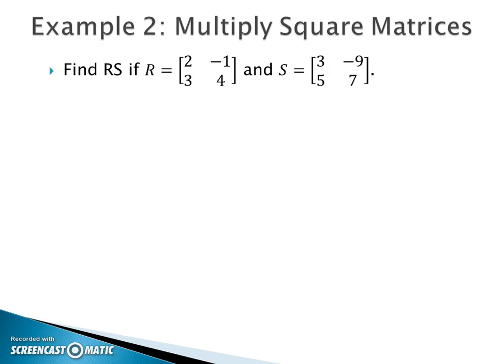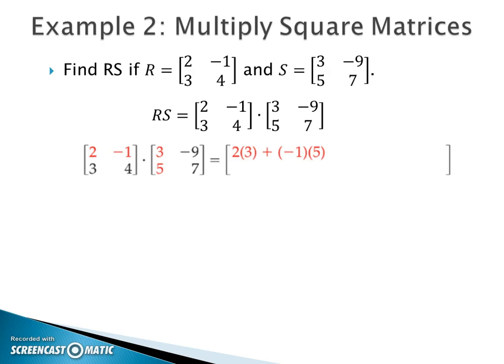It's a 2 by 2, so our final answer will be a 2 by 2. Step 1, we're going to multiply the numbers in the first row of R by the numbers in the first column of S. Then we're going to add the products and put the result in the first row, first column of RS. So here's them being multiplied. What we're going to do is 2 times 3 plus negative 1 times 5, and we're going to put that in the first row, first column.